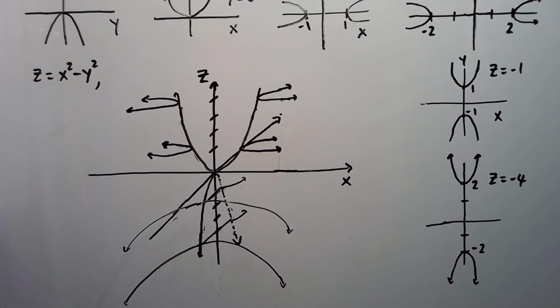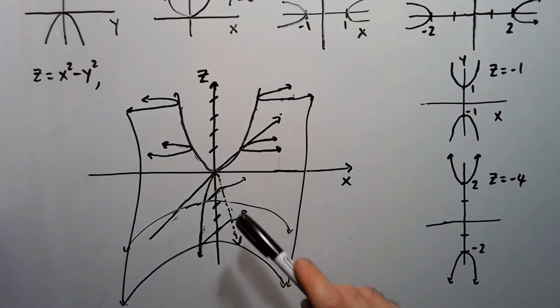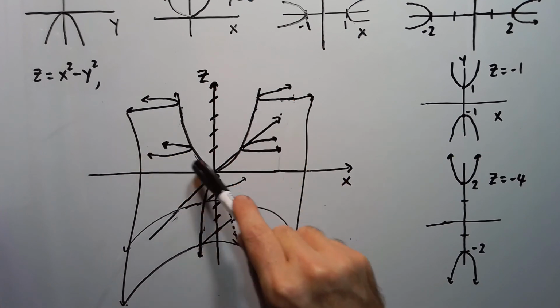Okay, now our job is to make the surface look three-dimensional. This is hard enough to visualize how it would look, but let me draw in a few lines here so you can kind of see how it would look in 3 dimensions. So I drew a line here and here. So it looked like a saddle, like a horse saddle.